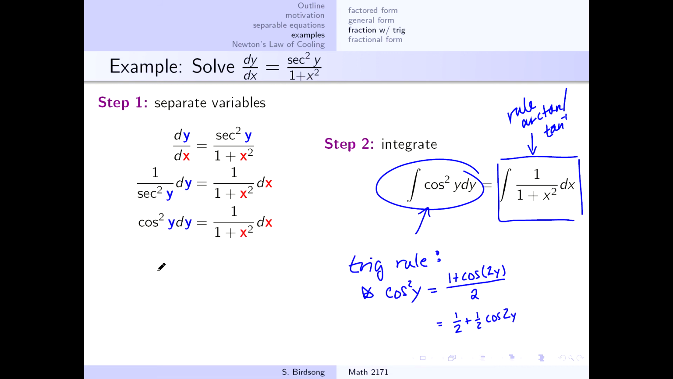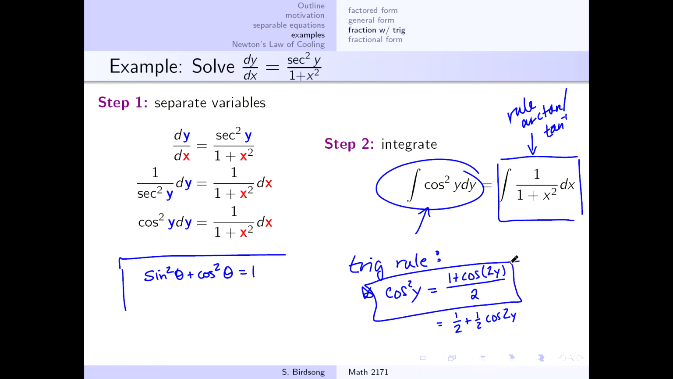The related trig rules that I'm expecting you to know are, I'm going to put them over here to the side: sine squared plus cosine squared equals 1. And then the related one, sine squared equals 1 minus cosine of 2 theta all over 2. So those are the three trig identities that I'm expecting you to know. Definitions of trig: 1 over secant is cosine, or 1 over cosine is secant. I'm also expecting you to know those, but when I say trig identity, I'm really thinking about these three right here. Okay, so let's go ahead and go forward now with our integration.